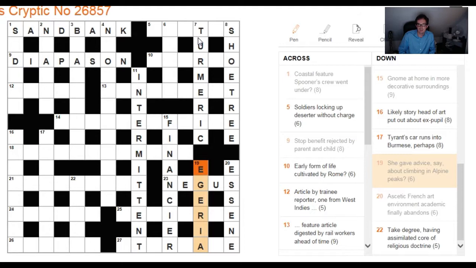scene, S-C-E-N-E, losing its final letter of academic, so S-E-N-E, to give the whole thing a scene, which is the name of an ascetic. So yeah, that bottom right corner is extremely difficult in this puzzle, in my opinion, and well done to those of you who managed to solve it.